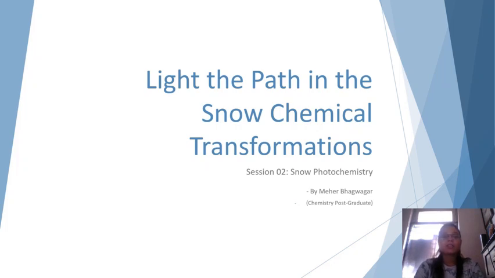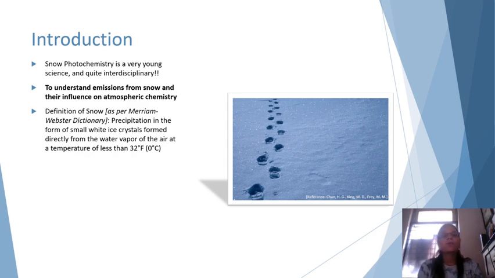Light the path in snow chemical transformations. Chemical reactions mediated by light are referred to as photochemical reactions, the consequence of which is the creation of transient excited states whose chemical and physical properties differ greatly from the original molecules. So what is snow photochemistry all about? It is about understanding emissions from snow and their influence on atmospheric chemistry.